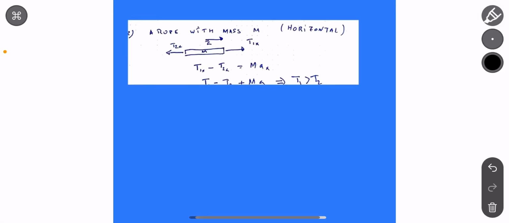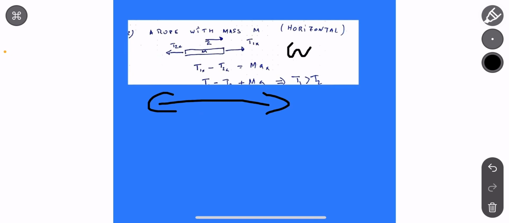Problem, we can see that it's just a rope with a mass of m, moving in the horizontal direction. We're only going to be looking at the forces in the horizontal direction, and that's why in this equation we won't be using weight, because the only thing weight is going to be of concern for is the normal force.